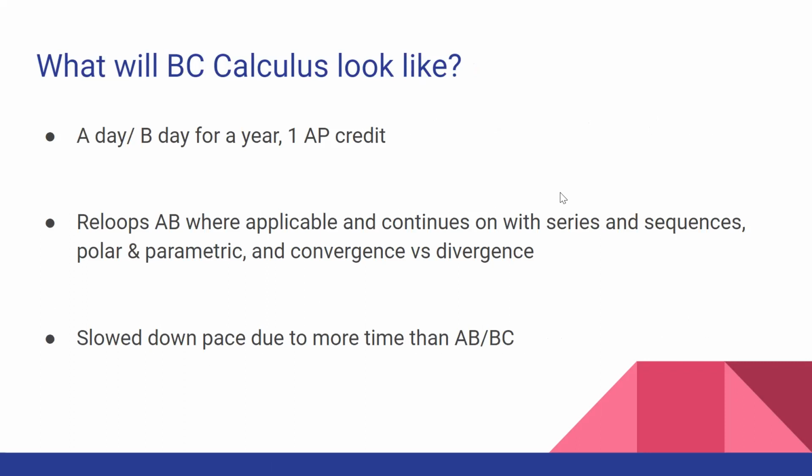What will BC calculus look like? It is going to be an A-day, B-day class for a year, so every other day, just like AP Stats. It is also an AP credit. They will re-loop AB where it's going to be applicable, so that means if it's needed for a BC topic, they're going to re-loop those concepts, and they're going to continue on looking at series and sequences, polar and parametric equations and what that looks like in calculus, and then convergence versus divergence. It will also have a slowed down pace from AB because it's not quite half a year's worth of material, so they'll be able to also be afforded that time to wrestle with concepts.